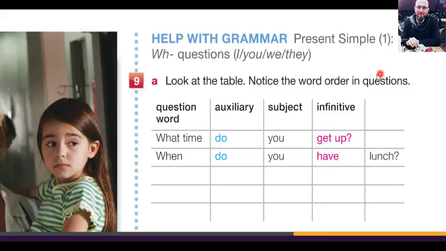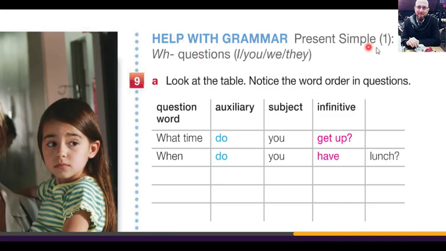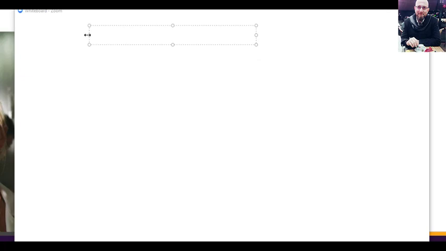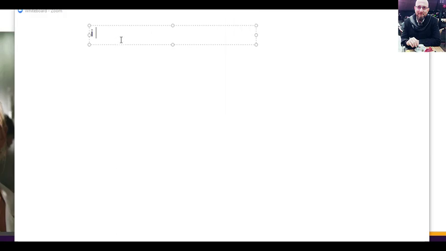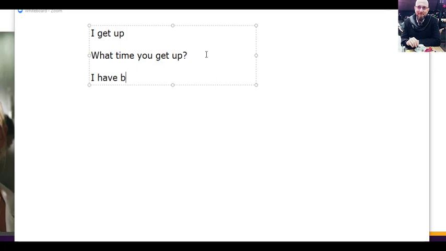Okay, now in this exercise, exercise number 9, help with grammar, present simple 1, WH questions, I, you, we, and they. Before we do this exercise, let's go to the board here. When I say, for example, I get up, and I want to ask about time. So I say, what time you get up? Okay, I have breakfast.